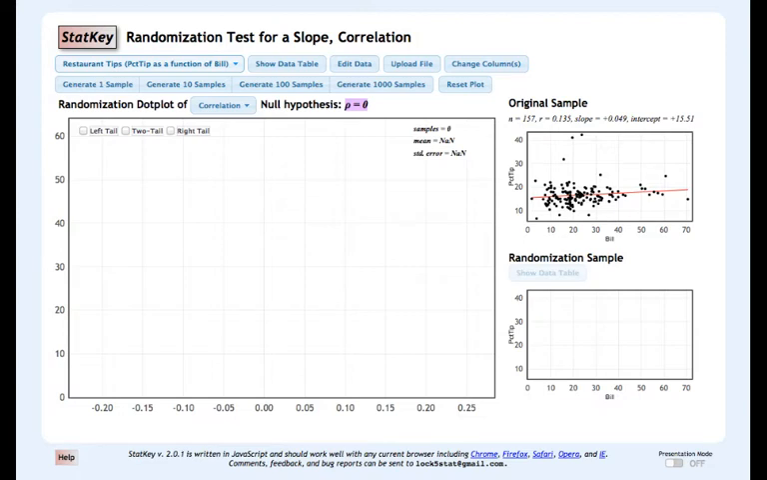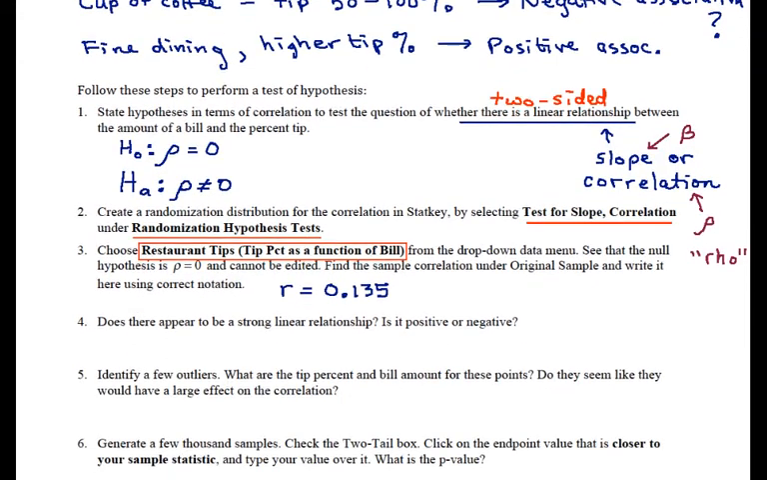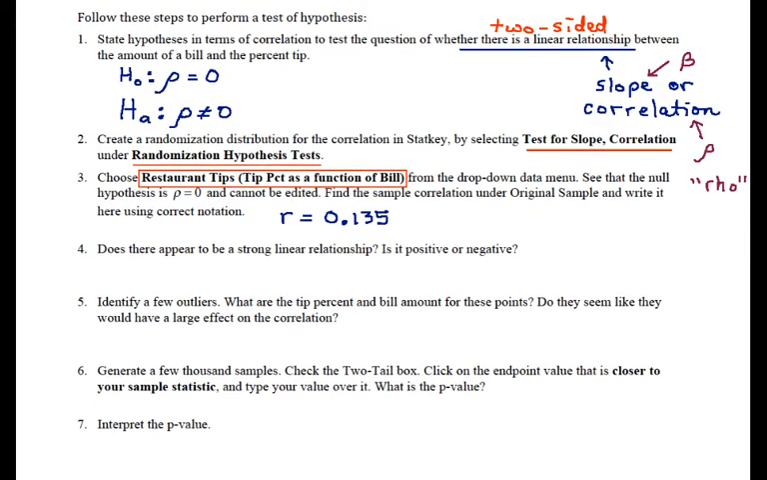So coming back to our tutorial, we have a sample correlation r of 0.135. Not a very strong correlation because it's fairly close to 0. Does there appear to be a strong linear relationship? I would say no, a very weak relationship, and it is positive. It's a weak positive association.